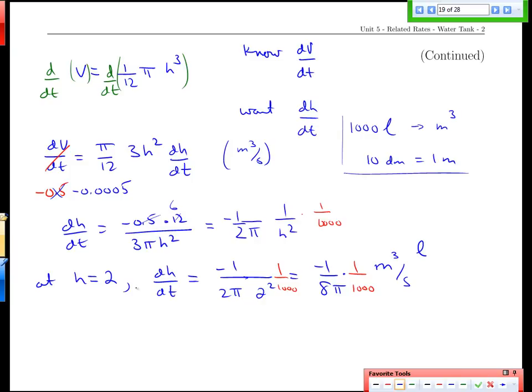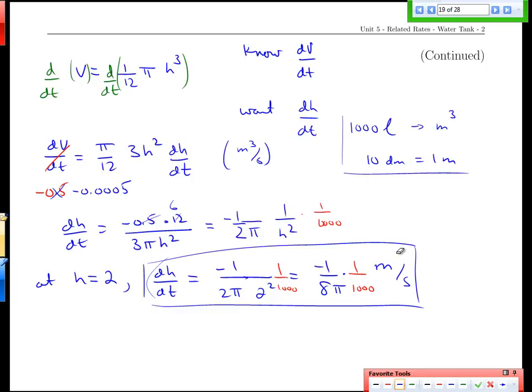So our height, how is our height going to change? It's going to be decreasing, so the negative sign's good, but it's going to be decreasing very slowly. And that's what's captured by all of these terms here. So this, in fact, would be our rate of change of the height. This is how the height would be changing in meters per second as the tank is emptying.